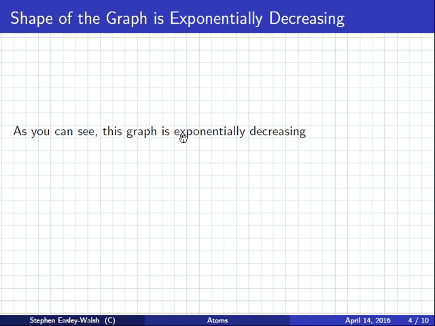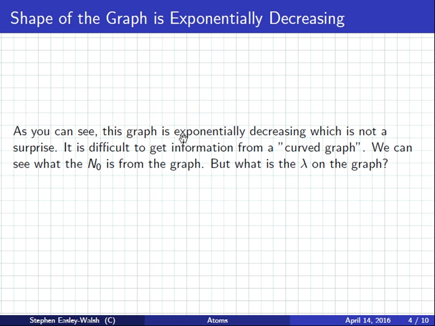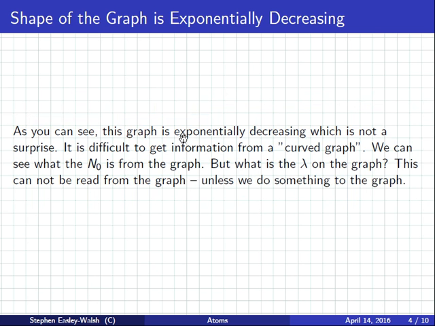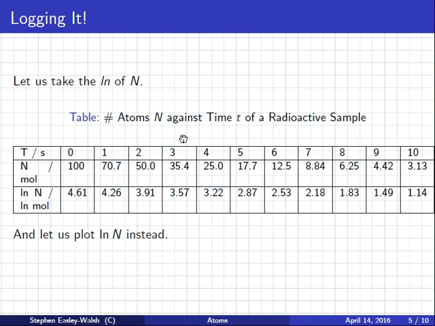As you can see, the graph is exponentially decreasing, which is not a surprise. But it's difficult to get information from a curved graph. We can see what the N0 is from the graph, but we have no idea what the lambda is. This cannot be read from the graph unless we do something to the graph. Let's take the log. In this table we have our times, we have our N's, but underneath I have log N's. Now I want you to write this table down, and we will look at the graph of this, and we'll plot log N instead.